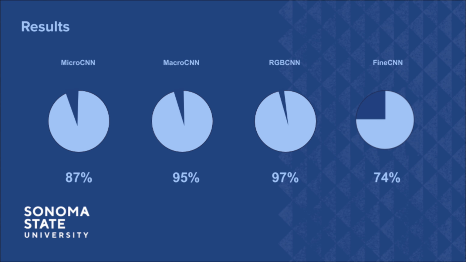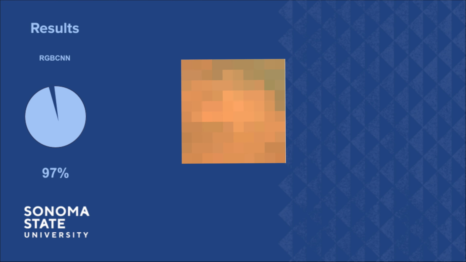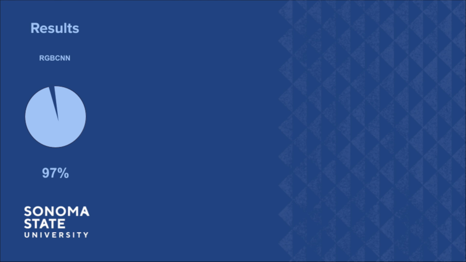To summarize, MicroCNN performed an average of 87%, whereas MacroCNN 95%, RGBCNN 97%, and FineCNN, living up to its name, at 74%. Focusing on our best performing model, RGBCNN, we can see that despite operating on images that look obscure to the human eye, the model is able to accurately classify images. For example, it was able to successfully classify this image as natural grassland.